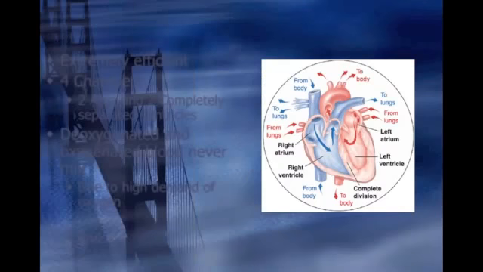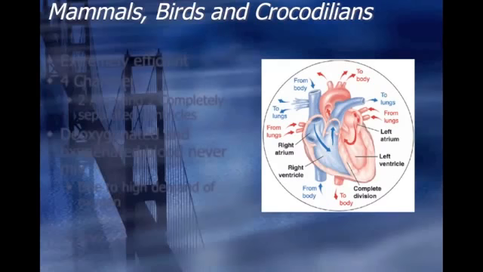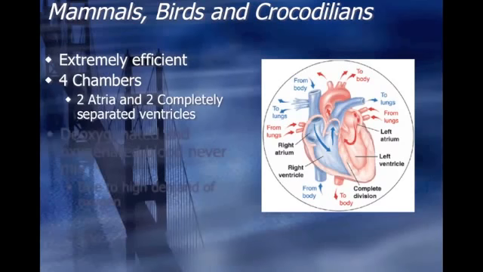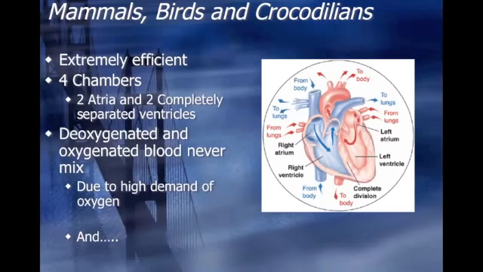Now the most efficient way is with a four-chambered heart that mammals, birds, and crocodiles have. That is the reptile that does not have the three-chambered heart. They are extremely efficient with the four-chambered hearts because they have two atria and two completely separated ventricles. So therefore, deoxygenated and oxygenated blood never mix.